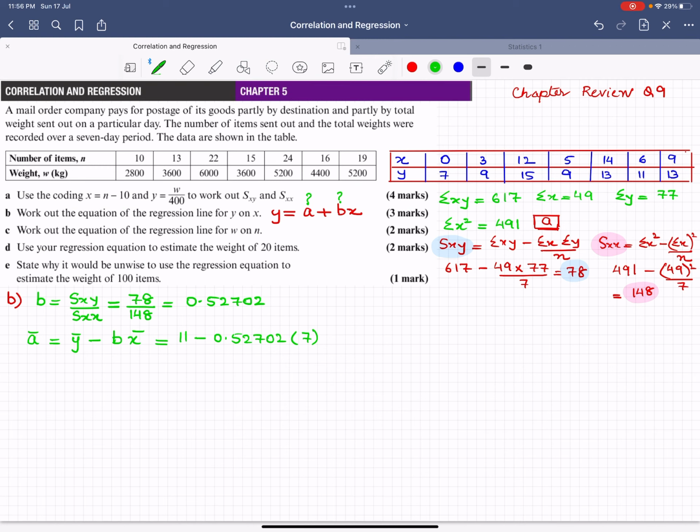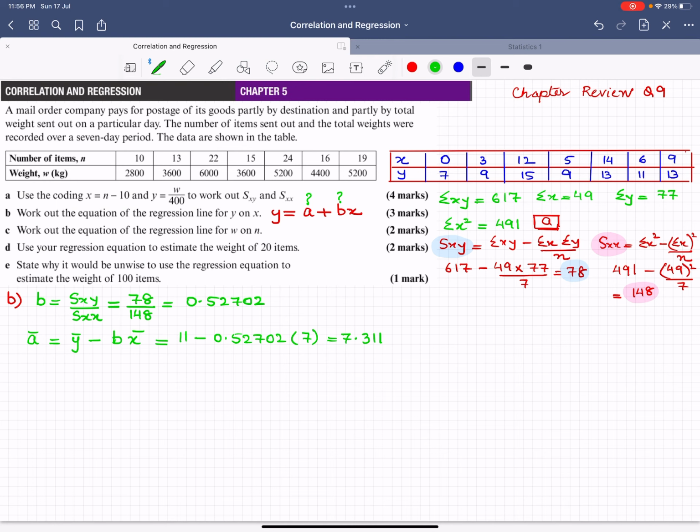And hence, when we calculate the value of a, we get 7.31. We can round it off. So I will round it off to 4 significant figures, 7.311. And that gave us the value of a.